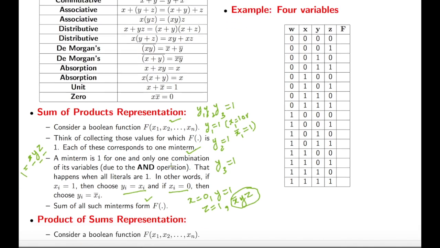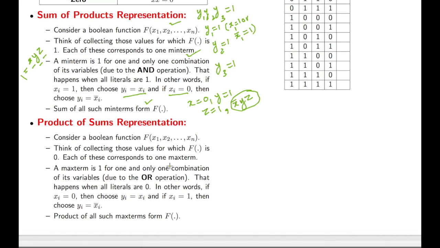Now on the contrary, let's talk about the product of sums representation. This is the exact opposite, where we swap some things, and you will see how. Again we consider a Boolean function and we think of collecting those values for which our function is 0, and each of these corresponds to one max term. A max term is 0 for one and only one combination of its variables due to the OR operation.